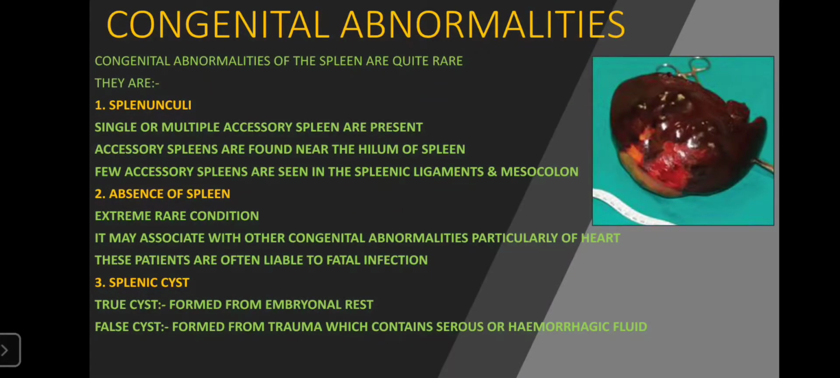Another congenital abnormality is absence of spleen. It is a very rare condition, but if present, it may be associated with other congenital abnormalities, particularly of the heart. These patients are often liable to fatal infections. Splenic cyst is of two types: true splenic cyst and false splenic cyst. The true cysts are formed from the embryonal rest, and the false cyst is formed from trauma, which contains serous or hemorrhagic fluid.